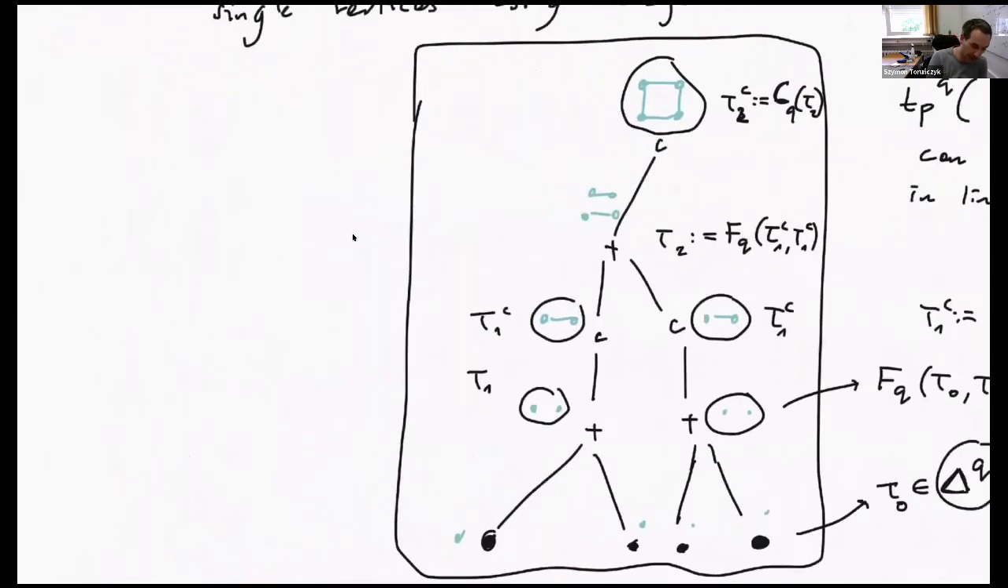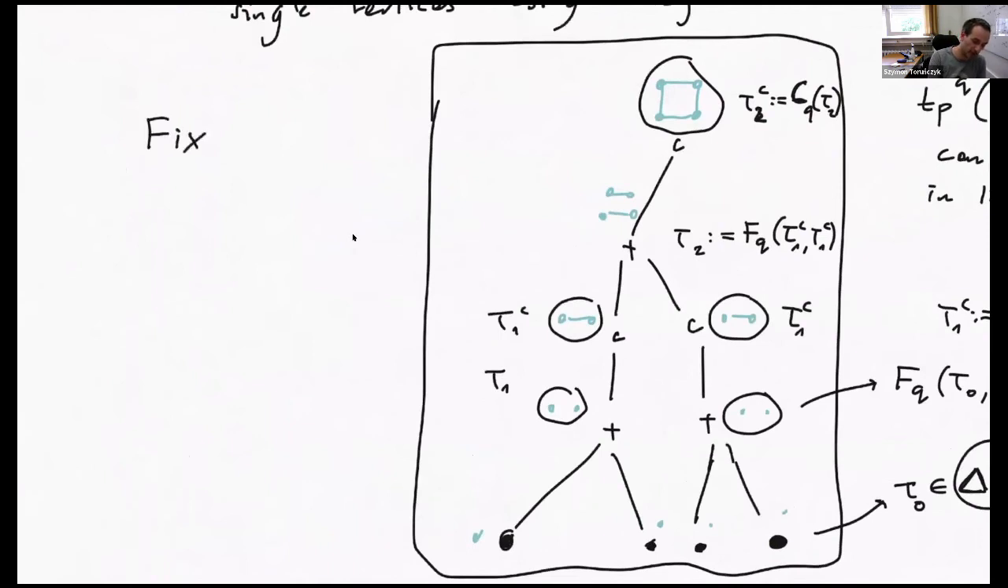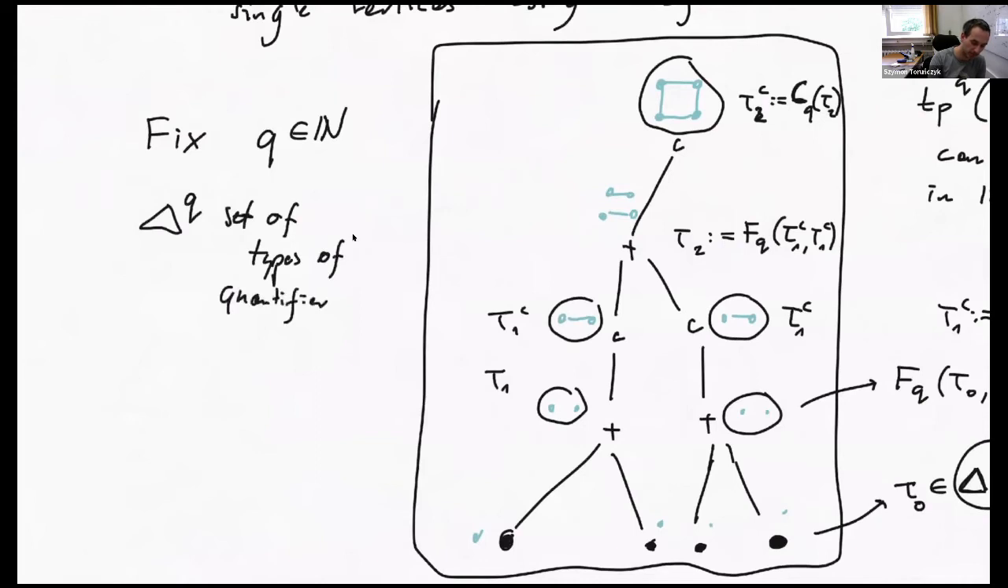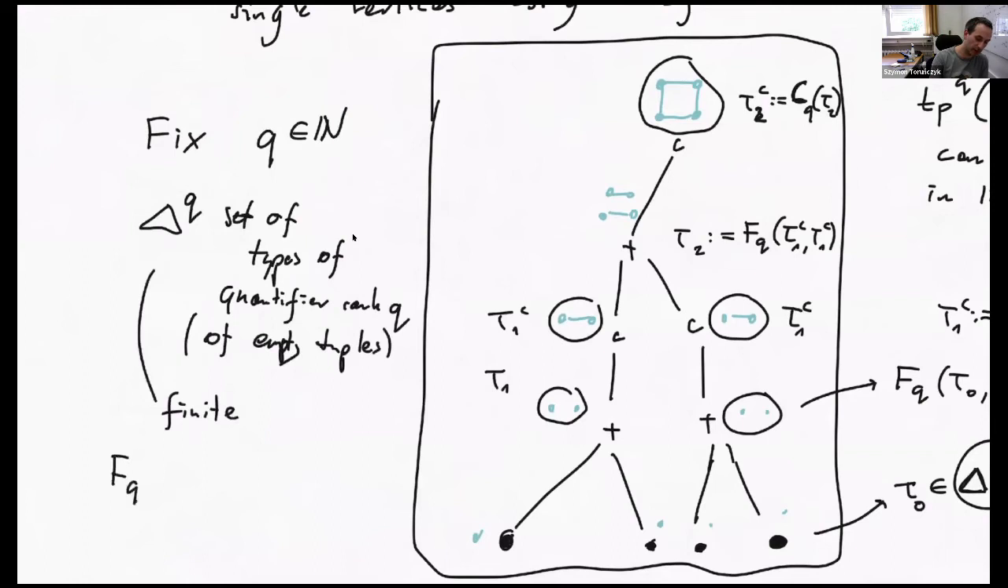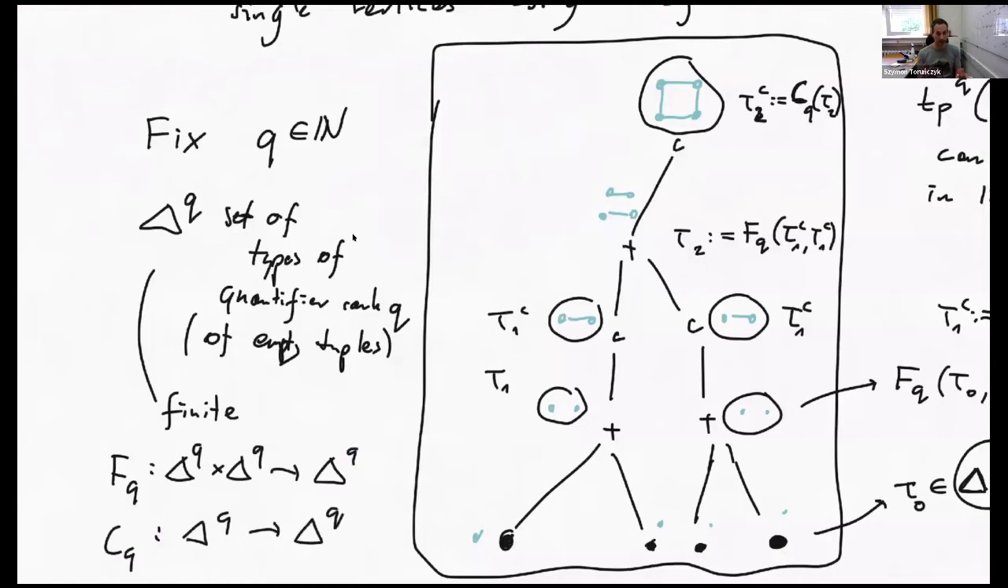Something here might be confusing. We fix the quantifier rank Q, and hence the set delta Q of types of quantifier rank Q of empty tuples is finite. That means we're looking at a type of a graph together with an empty tuple in this graph. And we have those two functions, FQ and CQ. Since those are two functions on finite sets, we assume we can evaluate them in constant time.